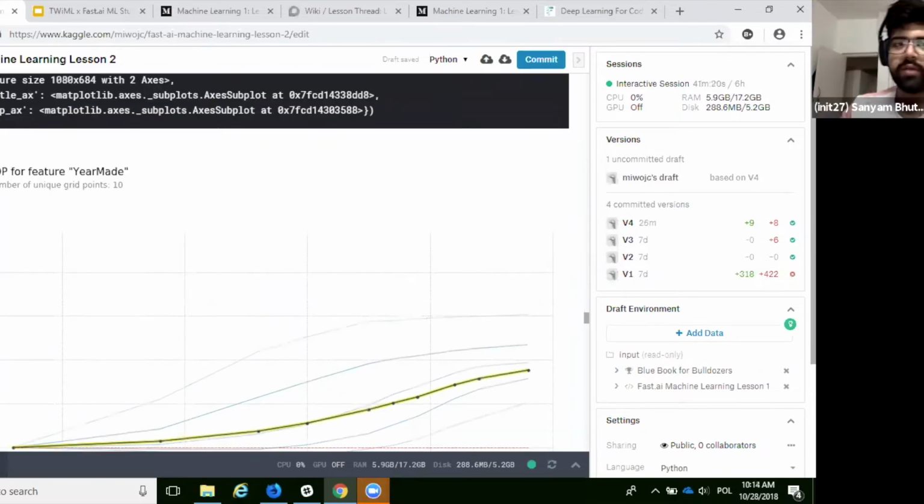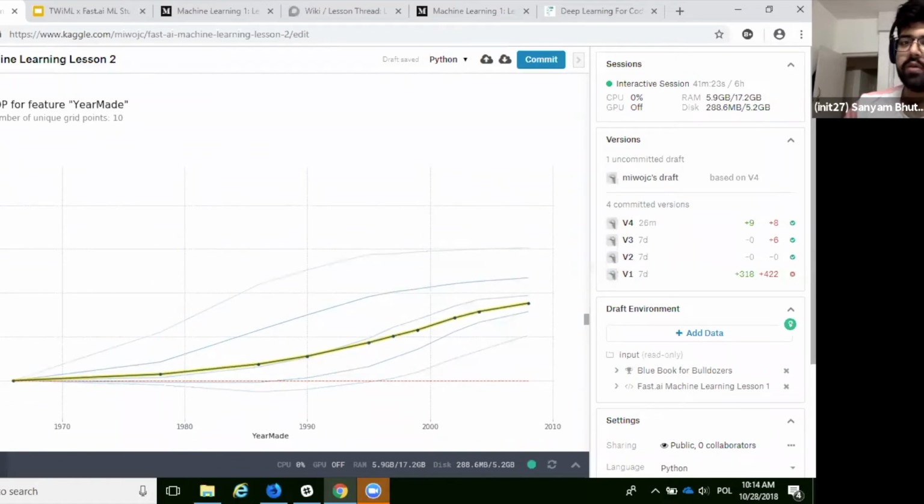Also, someone has mentioned in the chat that, given how random forests work with random selection of a subset, they don't expect much improvement after removing correlated variables, because random forests usually select a random subset.